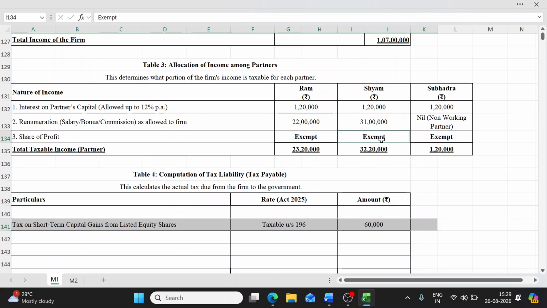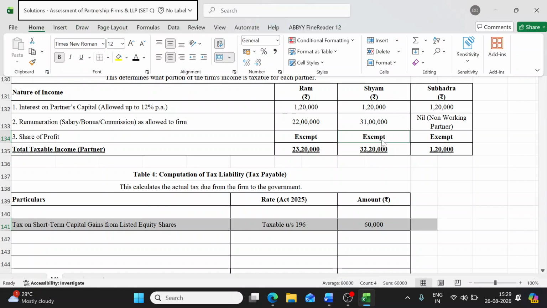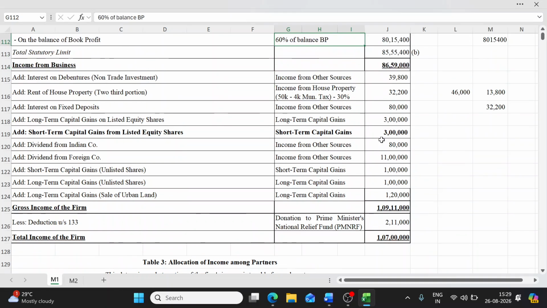Now the next special income. Okay, I missed this income. I'll take it now. By the way, interest on debenture, rent from house property, and interest on fixed deposit, these three have no special rate of income tax. But long-term capital gain on listed equity share has a special rate of income tax. I'll show you, but I'll make it bold first.